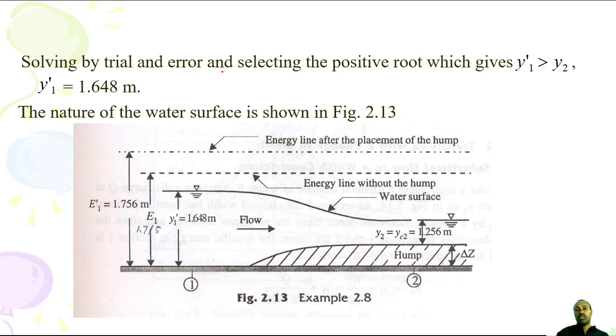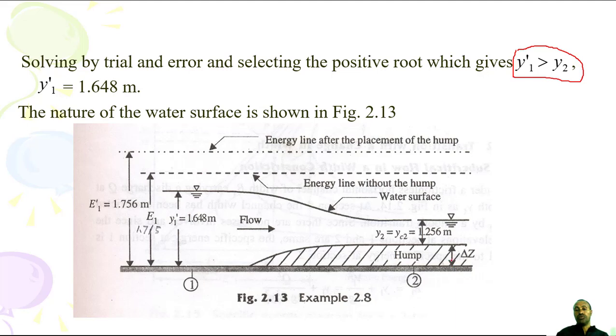Then solving by trial and error and selecting the positive root, which gives Y1 prime is more than Y2. Y1 prime is larger than Y2. So the nature of the water surface elevation is shown here. You can see the energy line after the placement of the hump, it is just increasing. So Y1 prime will be from Y1 up to Y1 prime. So this is E1 first, then E1 prime will be going up. So this is the water surface elevation. Y2 will go to YC2, 1.256.